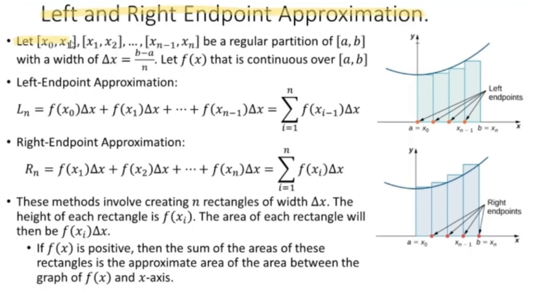We're going to let x0, x1, x2, all the way down to xn minus 1, xn, be a regular partition of the interval [a, b]. Each interval will have a width which we'll call delta x, which will be (b minus a) over n, and we're going to assume f of x is a continuous function.